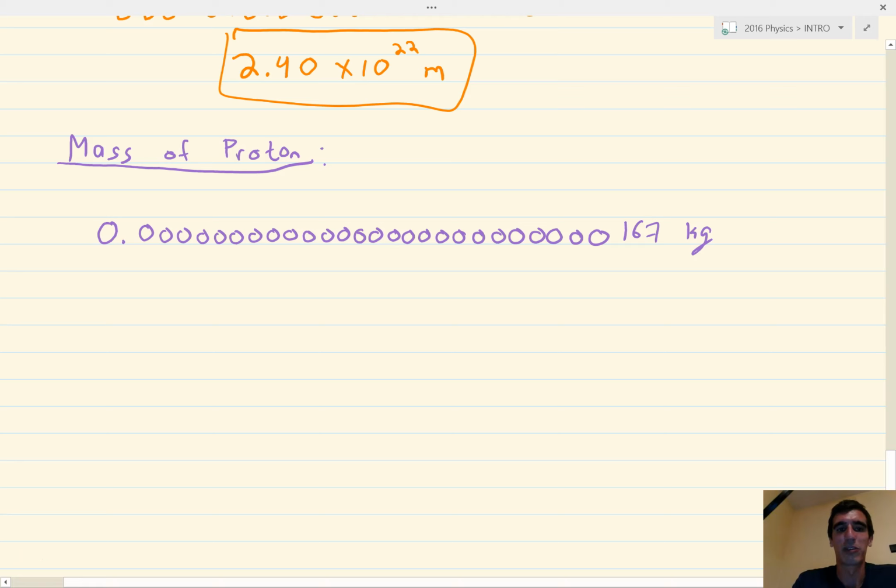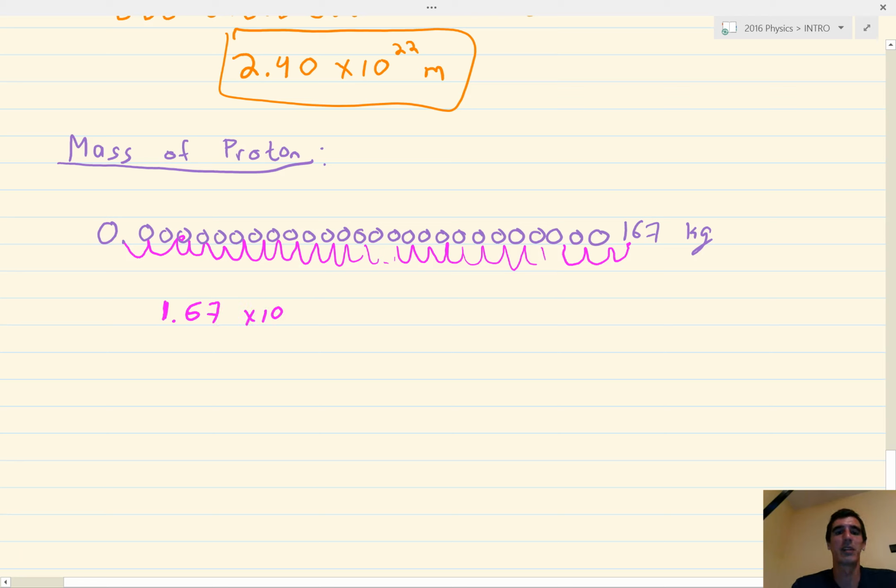All right, so this time we're going to count towards the right until we get in between the next two non-zero numbers. And we're going to count each time we move to the right, so each place. 1, 2, 3, 4, 5, 6, 7, 8, 9, 10, 11, 12, 13, 14, 15, 16, 17, 18, 19, 20, 21, 22, 23, 24, 25, 26, 27, until we get between the 1 and the 6. So in scientific notation, it's 1.67 times 10. We went the other way around, so it's going to be to the negative 27 kilograms.